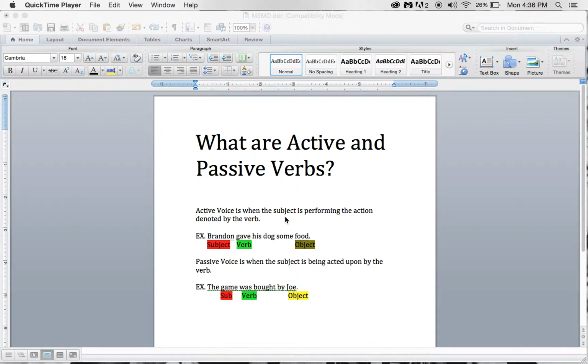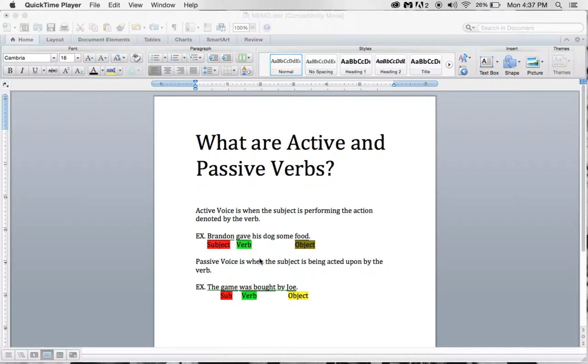So for today's lesson, we will be learning about active and passive verbs. Active voice is when the subject is performing the action of the denoted verb. Passive voice is when the subject is being acted upon by the verb.